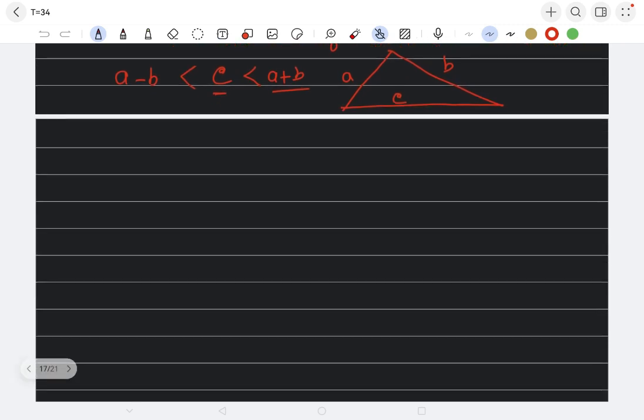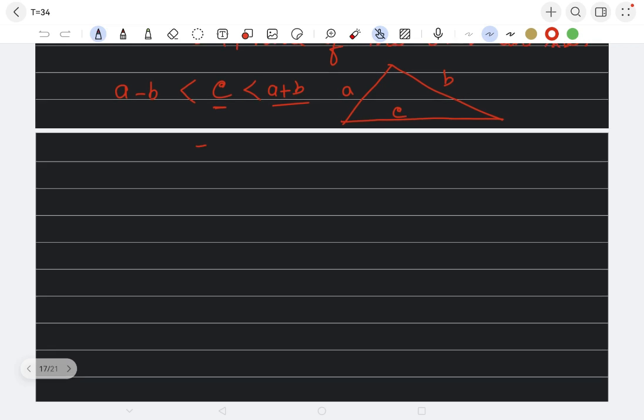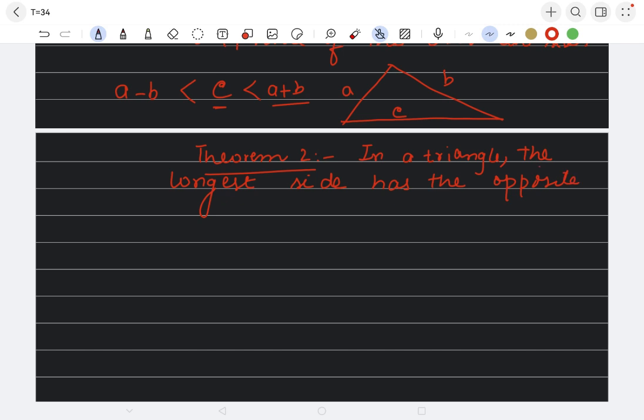We are going to solve different questions. Okay, now I'm telling you about our theorem number 2. In a triangle, the longest side has the opposite largest angle. The longest side has the opposite largest angle.